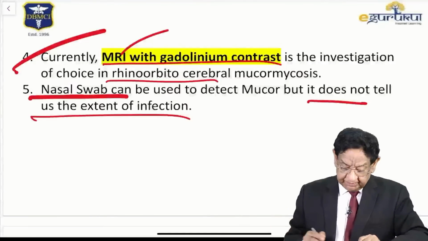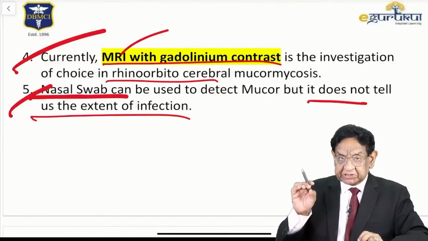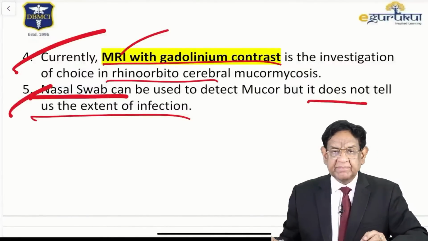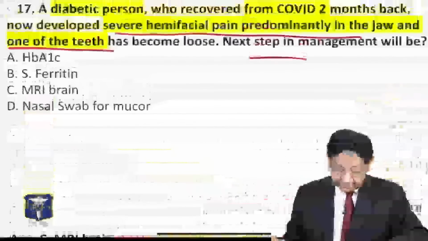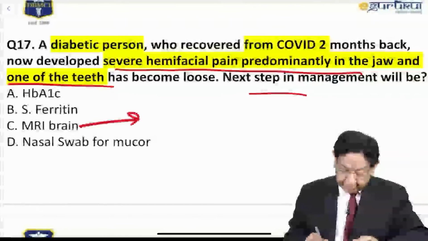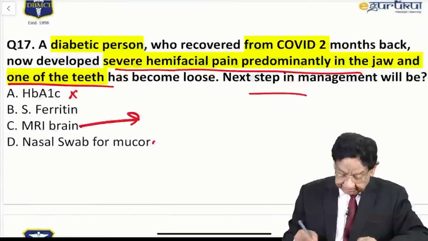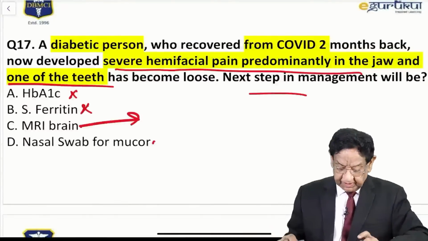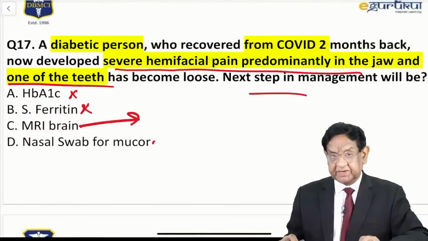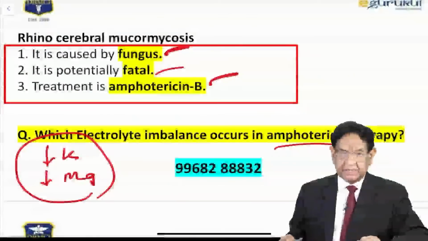Somebody may argue with me, why not this option? One thing you got to know: when you read the instruction in the exam, the examiner never says choose the right answer, he says choose the most appropriate answer. So out of these options, this is the most appropriate answer, better than this one. The other has no role in this particular case, and serum ferritin has no role in this particular condition. Hence, MRI is a much better investigation, because any good diabetologist can pick up the problem.